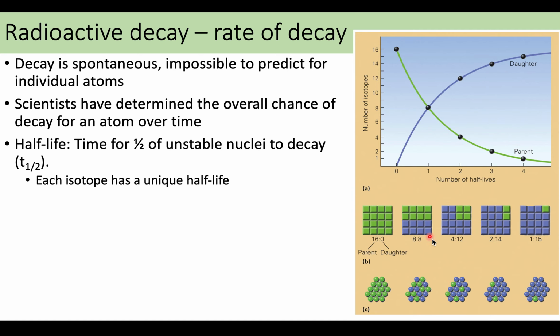One half-life later, we have half parent, half daughter, so 8 to 8. Another half-life later, we take what was parent material and divide it in half. So now we have 4 parent left. Another half-life, we have 2 parent left. Another half-life, we have 1 parent left. And then we'd have half, and then we'd have a quarter. So each half-life, the number of parent goes down by half. So the number of that isotope goes down by half.